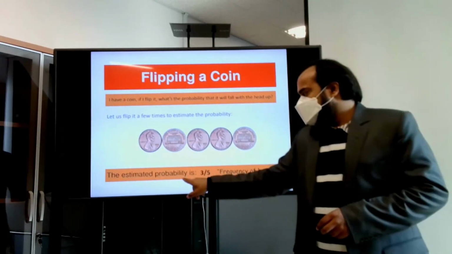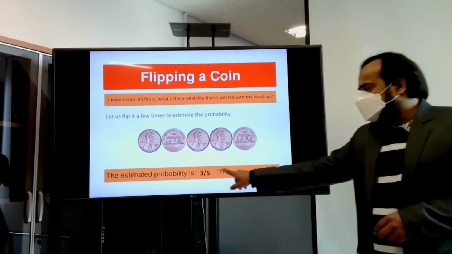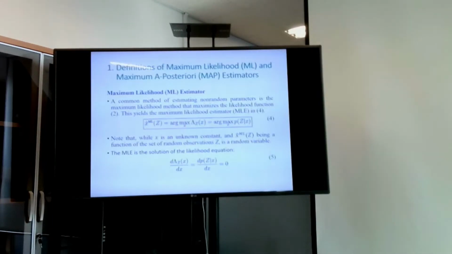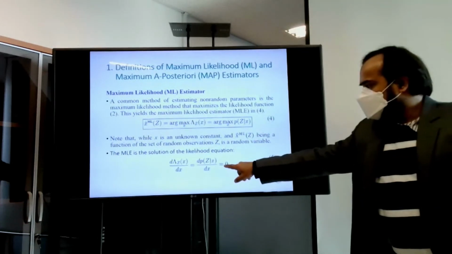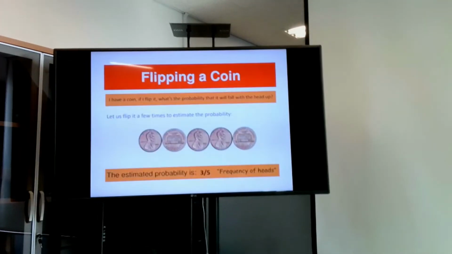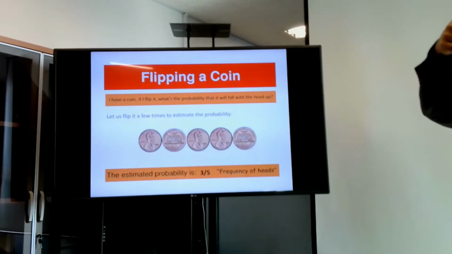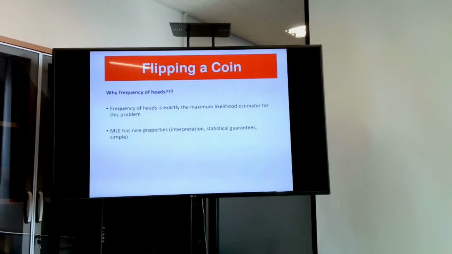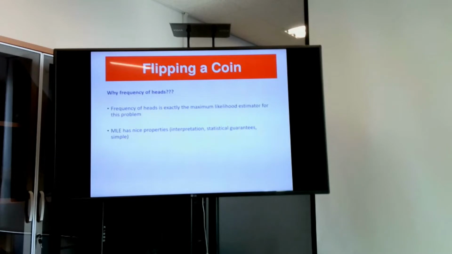Then the estimated probability is 3 upon 5, the frequency of head. This is calculated using this formula, and we apply the derivative to it. How? Let's solve this problem. If you flip a coin 5 times and you are asked what the probability is that it will come head, why the frequency of head? How good is this estimation? The frequency of head is exactly the maximum likelihood estimator for this problem.